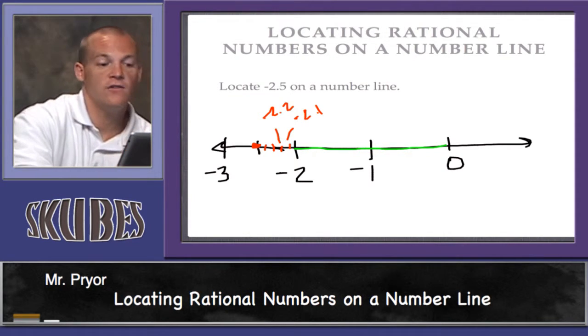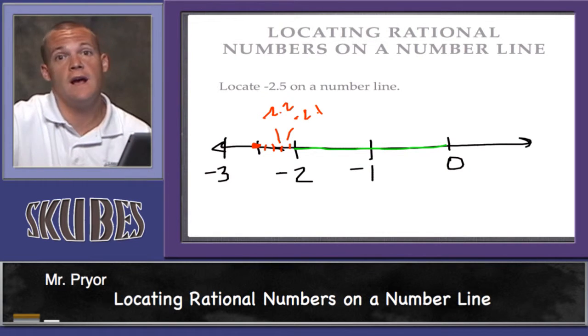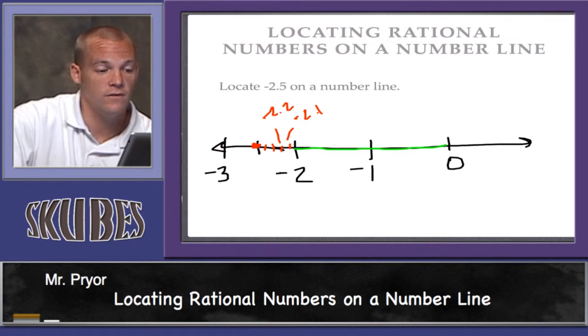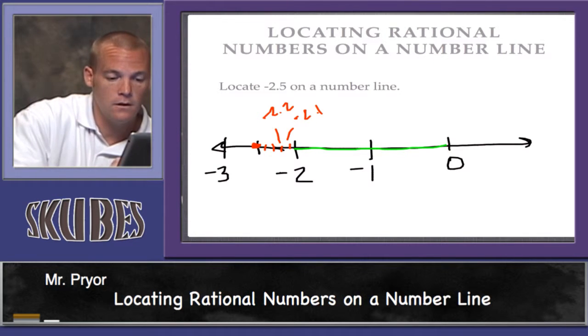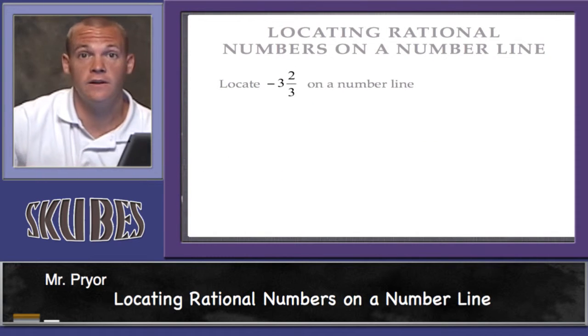Okay, and so on and so forth until you finally get to negative 2.5. So just to point out that there are some other values in between there, of course. I just wanted to make sure that you've seen that. All right, so let's take a look at another one here. This time they want you to do negative 3 2/3.